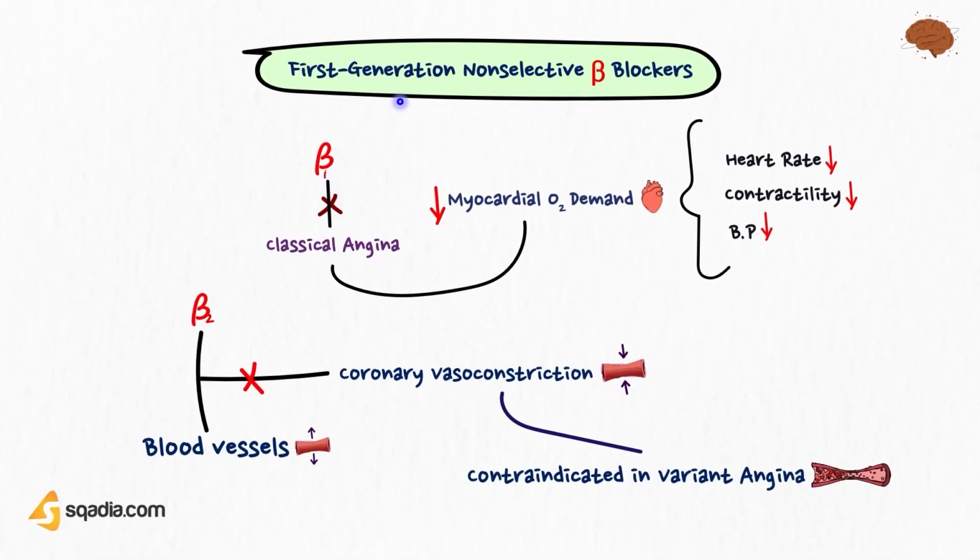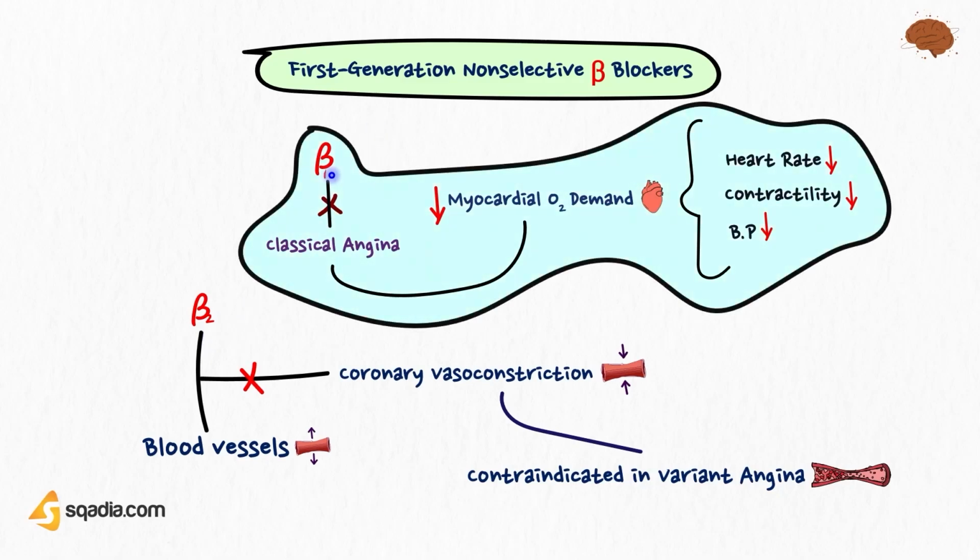Now we will discuss first generation non-selective beta blockers. Note here, non-selective means that these drugs act on beta 1 as well as beta 2 receptors. Let's discuss beta 1 first. Beta 1 is located in the heart, and it promotes increased heart rate, contractility, and blood pressure. Why? Because it promotes positive inotropic effect, because it is an adrenergic receptor, right? So it will increase the heart rate, contractility, and BP.